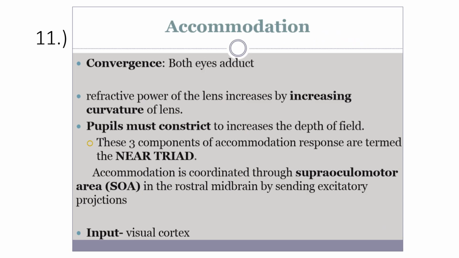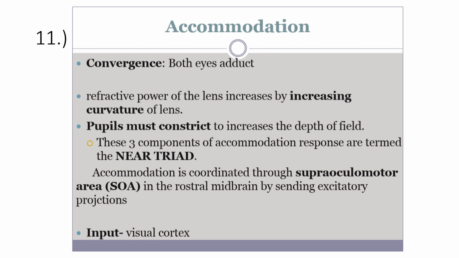So convergence, both eyes adduct. Okay, so convergence, that's both eyes adducting. When we look at accommodation, we're looking at the focus that's going to happen here. We see the refractive power of the lens increasing, the curvature of the lens. So we need to change the shape of the lens. It's basically focusing the camera here. Okay? Pupils must constrict to increase the depth of field.